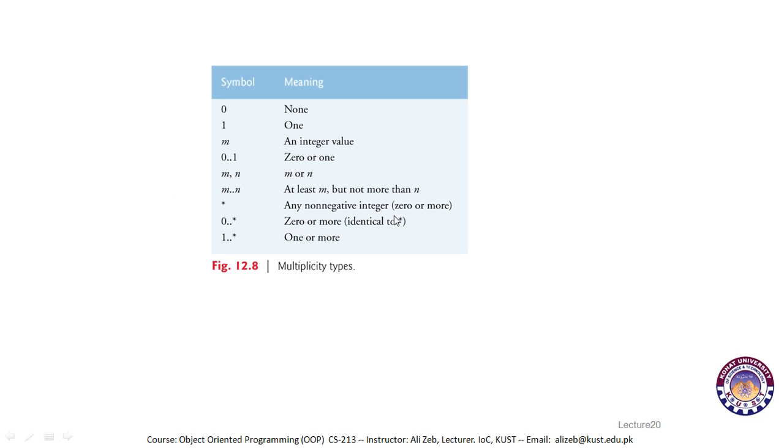Any non-negative integer, 0 or more, that is asterisk, or any number of objects, in this case 0 to asterisk, and this is at least 1 and more, so we use 1 to asterisk. If you have studied databases or you will study databases in the future, we will study the multiplicity types in detail, maybe when you study the ER diagrams or in your software engineering courses, but here, at least for the sake of some basic idea, this chart can help you with understanding the multiplicity types.